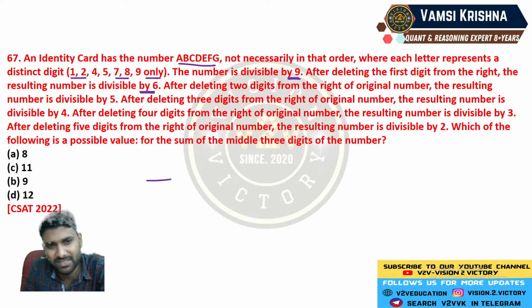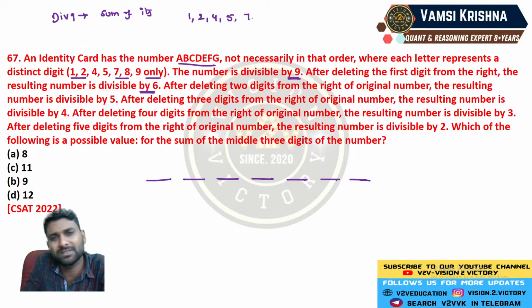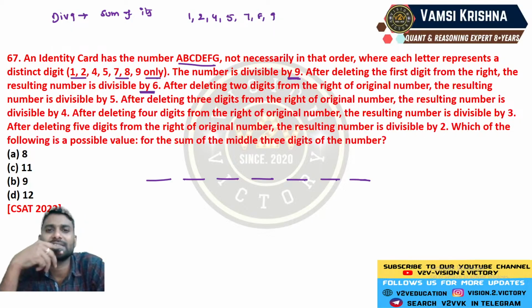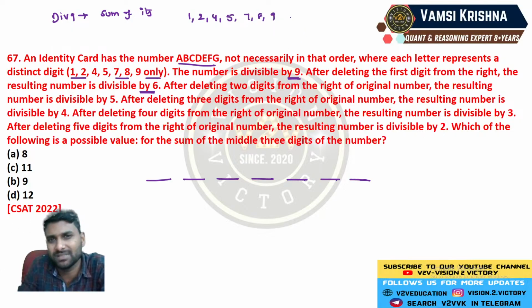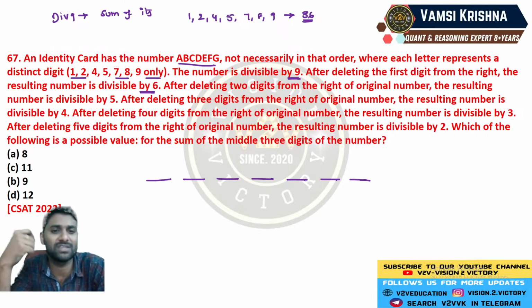So in total it is a 7-digit number: 1, 2, 3, 4, 5, 6, 7. And first, the divisibility by 9 property. What is the divisibility by 9 property? If the sum of its digits is divisible by 9, then the entire number is divisible by 9. The given digits are 1, 2, 4, 5, 7, 8, 9. If you add all these numbers, the sum is equal to 36. See, 36 is divisible by 9. But here you should understand that we are not sure exactly which digit goes in which position. So we should use those digits only.